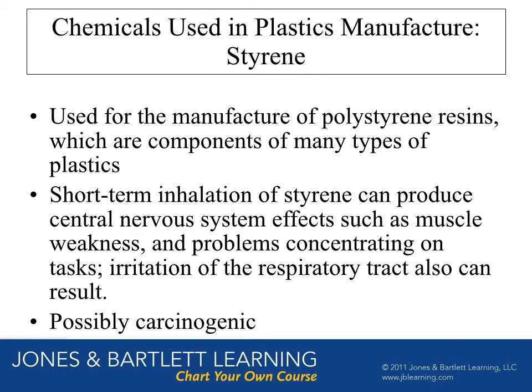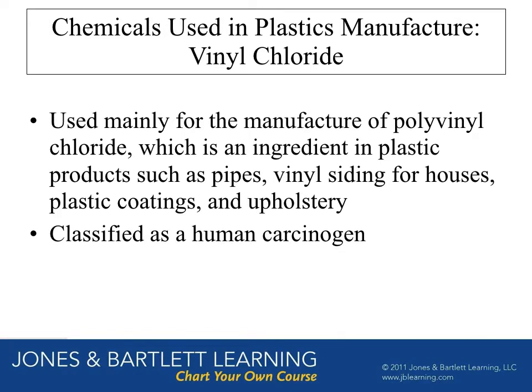You can also have irritation of the respiratory tract, and styrene is one example of something that is possibly carcinogenic in human beings. Vinyl chloride is another example of a volatile organic chemical. This is interesting because it's been used in the manufacture of polyvinyl chloride, otherwise known as PVC, and this is hugely used in piping, plastic piping, vinyl siding for houses, plastic coatings, and upholstery. And this has been classified as a human carcinogen.